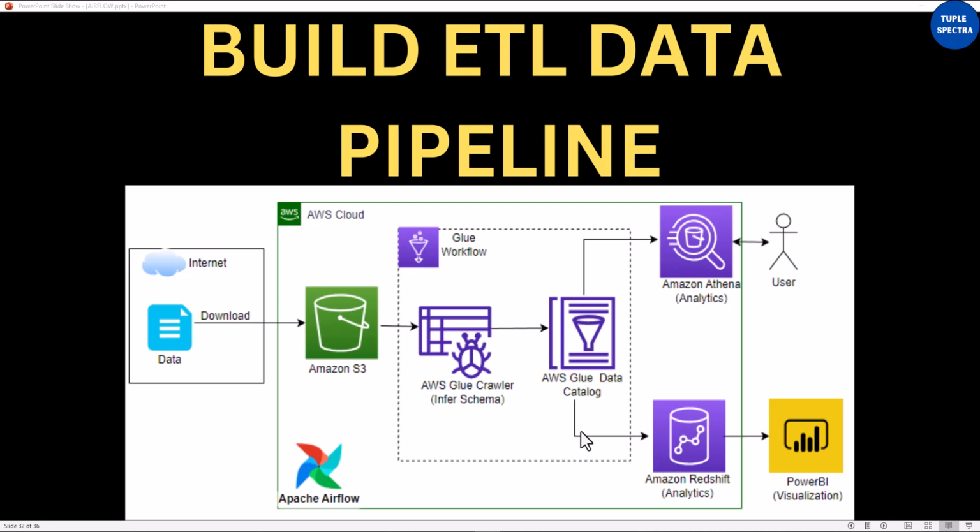And what did we do? We crawled the Amazon S3 bucket, we crawled the Redshift, and we bound them together using a Glue job, and then we used Airflow to automate the task so that we can load the data inside our Amazon Redshift.